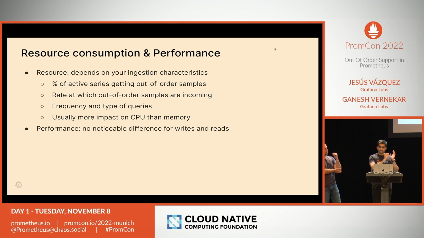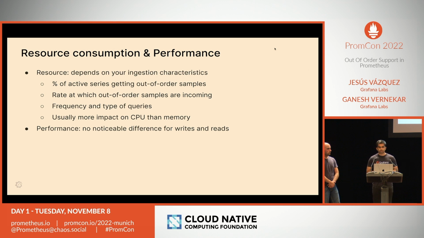Also, as Jesús mentioned, when querying out-of-order samples, we compress the uncompressed chunk and then pass it on to the later stages. So if you are querying too frequently, and if the query is touching this out-of-order data too frequently, then the recompression of the uncompressed chunk is going to take a bit of CPU. And in production, we have seen that more often than not, you will see a little bit of increase in the CPU usage and not much in the memory.